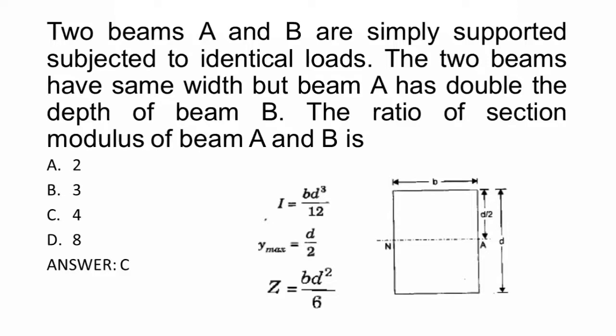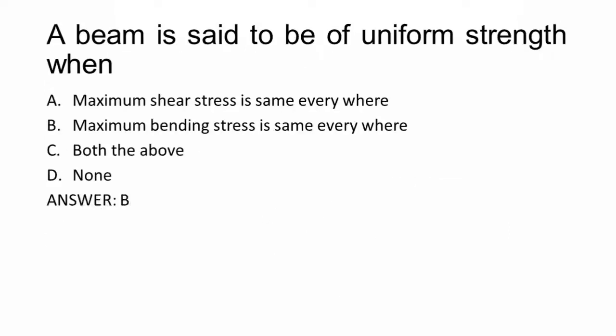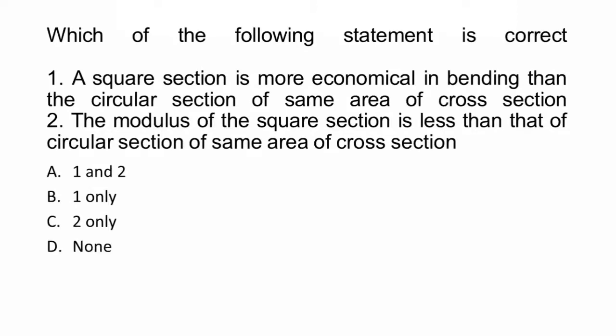Now let us assume that there is capital D as the diameter of circular cross section. So pi by 4 D square is the area, and pi by 64 D raised to 4 is I value for circular cross section, and y max will be D by 2. So Z will be pi by 32 D cube. So pi by 32 D cube and D cube upon 6. In this, see which coefficient is more for D cube, because there is D cube term in both the equations.